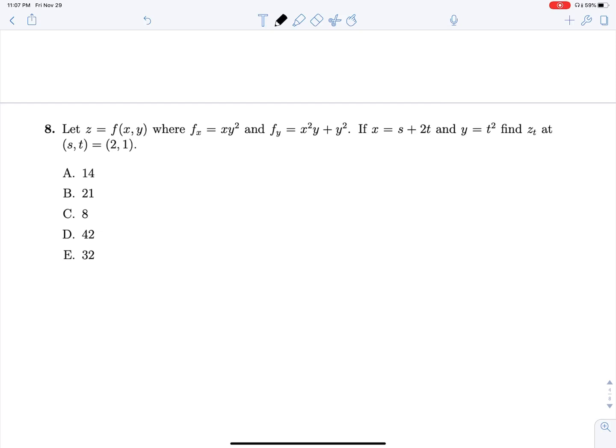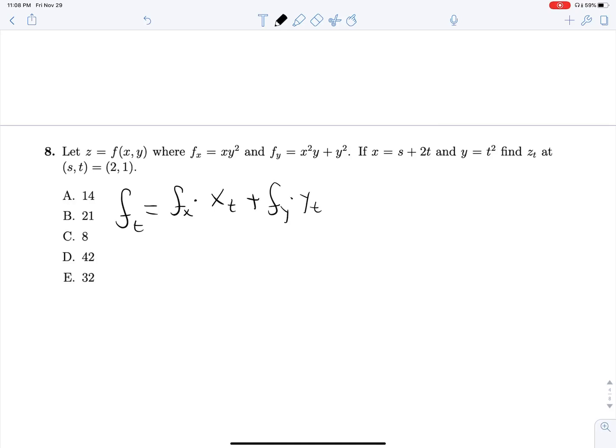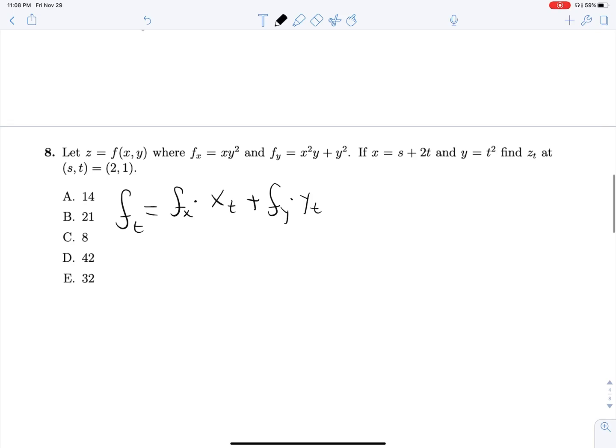Let z equal the function f of x and y, where fx is this thing, fy is this thing, x is this thing, and y is this thing. And we're looking for z_t, which I'd prefer to call f_t, at s and t equal to 2 and 1. So we know, again, by the multivariable chain rule, this can be expressed as fx times xt plus fy times yt. And we just need to fill in these 4 blanks.